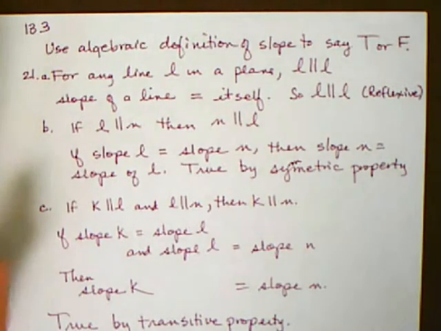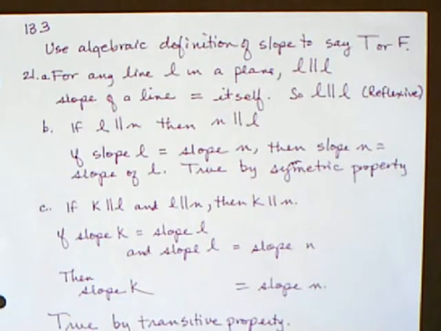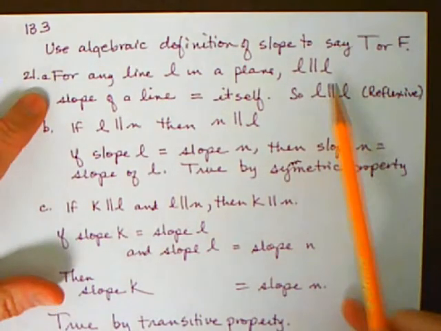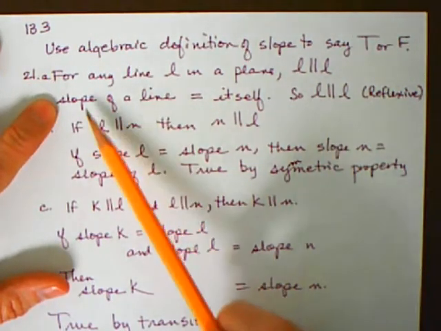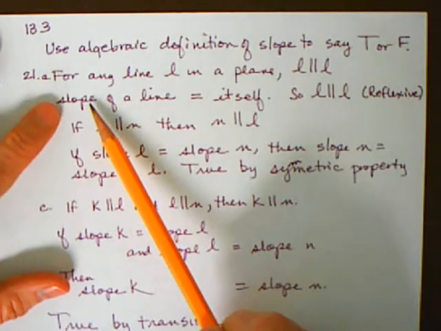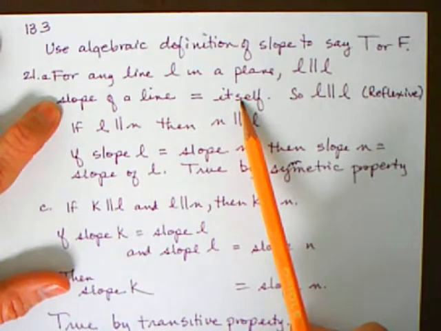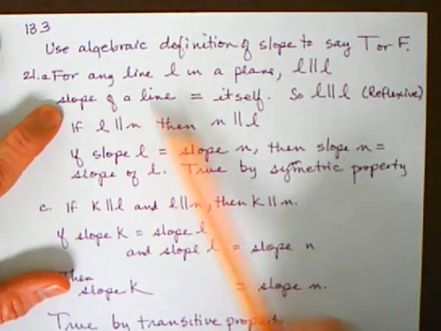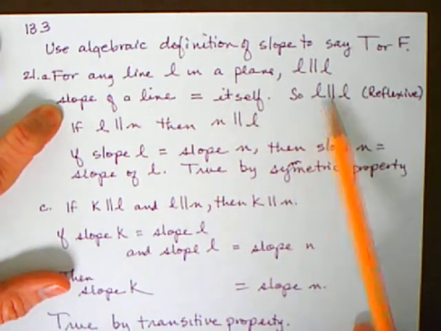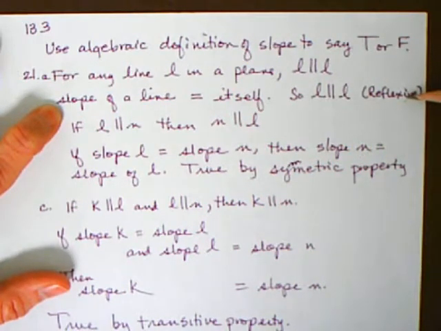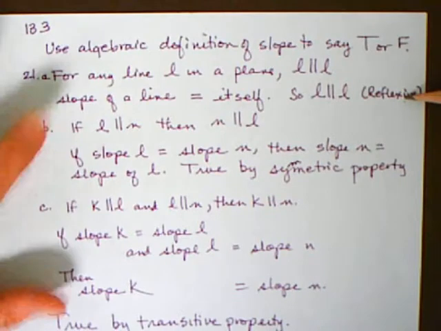Okay, so 21a says this: for any line L in a plane, L is parallel to itself. So we know that the slope of a line is always equal to itself. That's the reflexive property, right? A equals A. So if the slope of a line is equal to itself algebraically, then L is always parallel to itself. So the reflexive property applies to slopes and parallel lines.